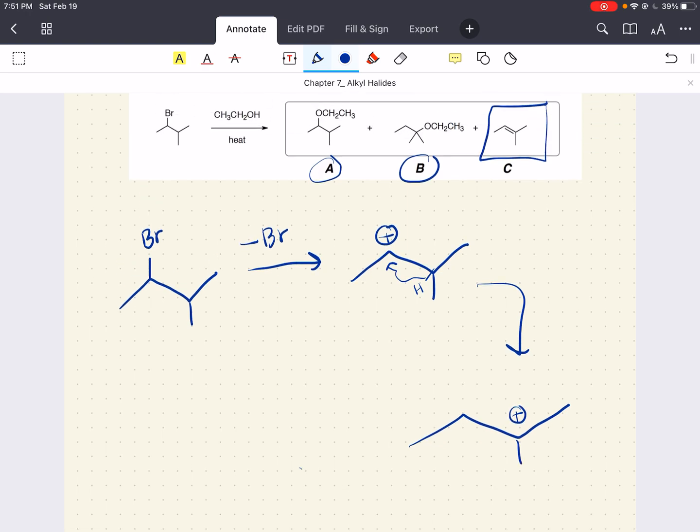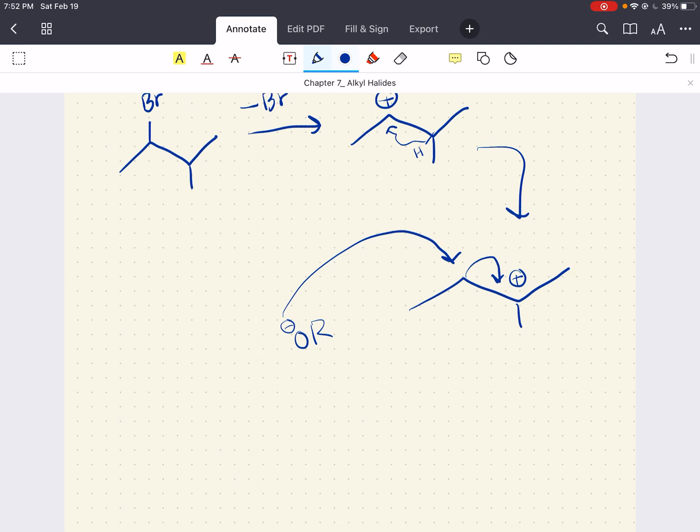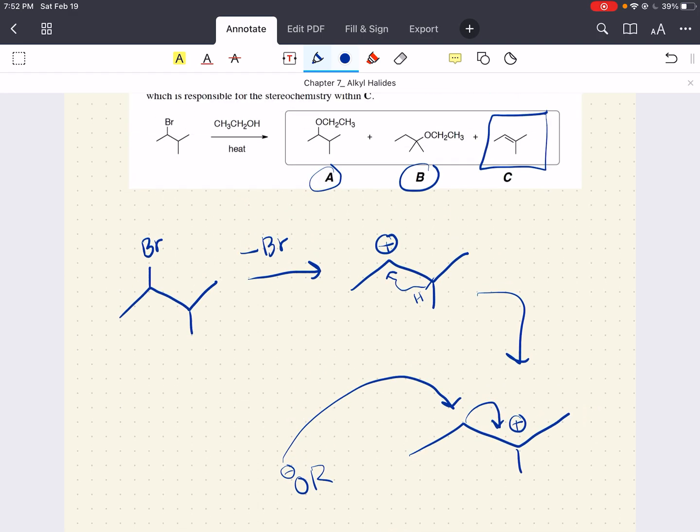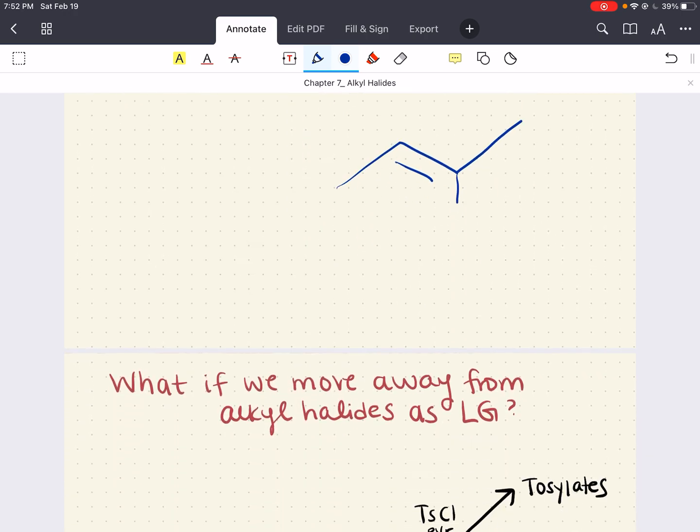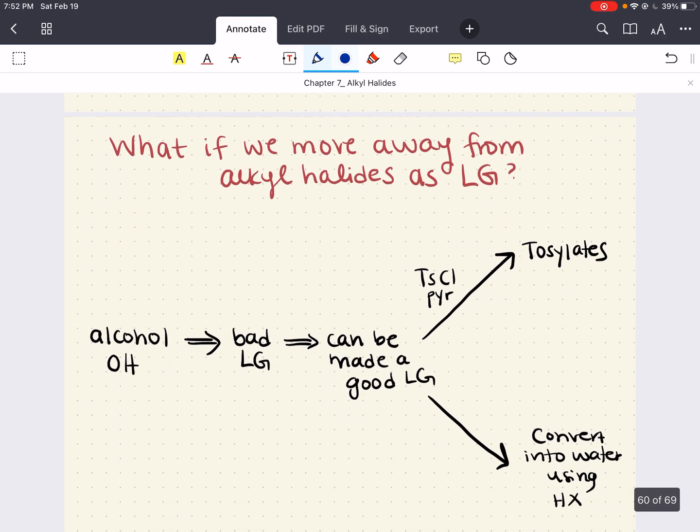Now, our OR group can come, steal a hydrogen, dump its lone pairs, and we can form a double bond there. And guess what? That would give us this product that they were interested in. All right, fantastic.